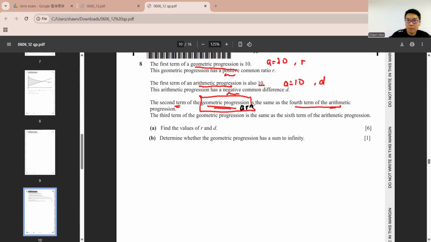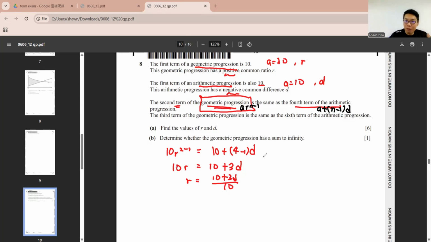The formula is, so we sub in the info. Second term, a is given as 10, equals the fourth term of the arithmetic progression. So a is this, 4 minus 1, d. 10r equals 10 plus 3d. r equals 10 plus 3d over 10. We found that there are two unknowns, confirmed. We need to form one more equation and solve simultaneously.